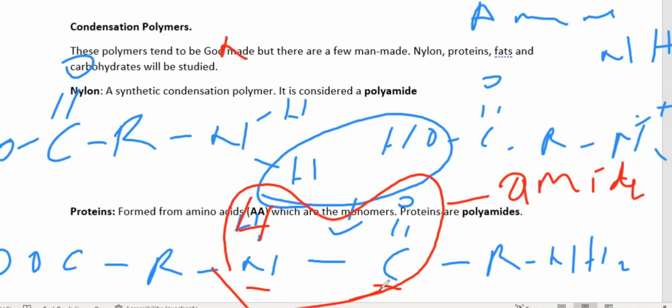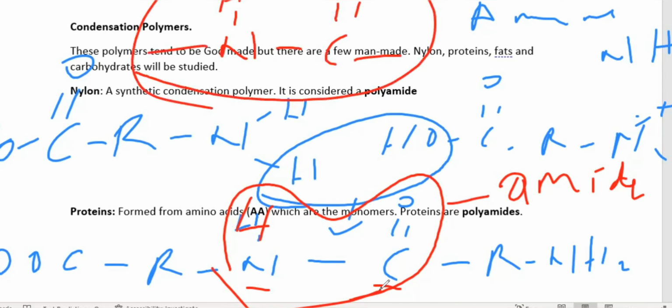Let me draw it up here. N bonded to hydrogen, bonded to carbon, double bonded to oxygen. So that's your amide bond right there. That's it. Recognize it. Notice that nylon has an amide structure, a polyamide structure.